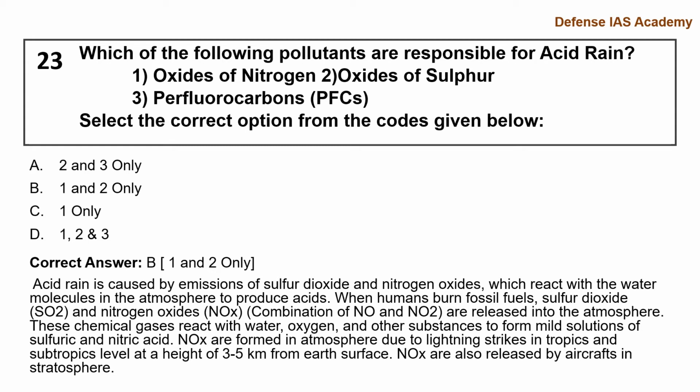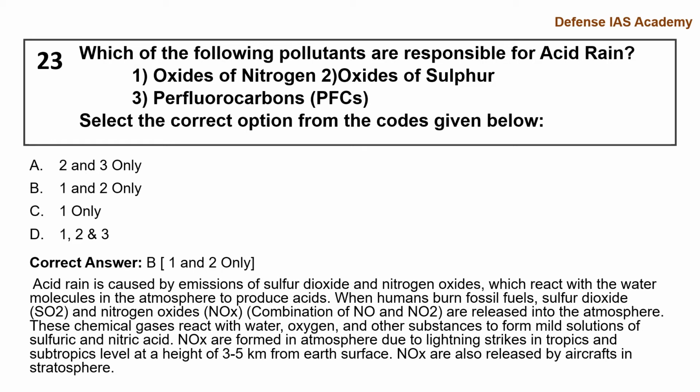Acid rain is caused by emission of sulfur dioxide and nitrogen oxides, which react with the water molecules in the atmosphere to produce acid. When humans burn fossil fuels, sulfur dioxide, SO2, and nitrogen oxide, NOx, a combination of NO and NO2, are released into the atmosphere. These chemical gases react with water, oxygen, and other substances to form mild solutions of sulfuric and nitric acid.